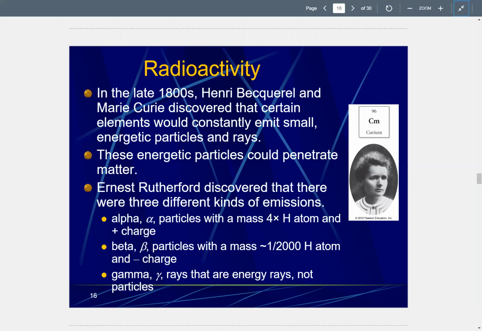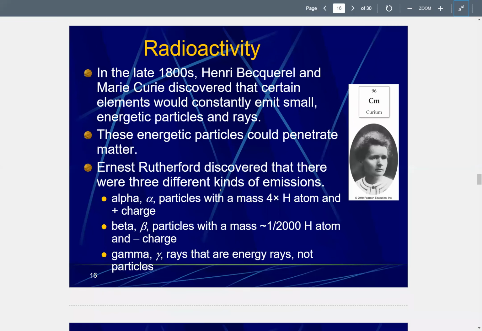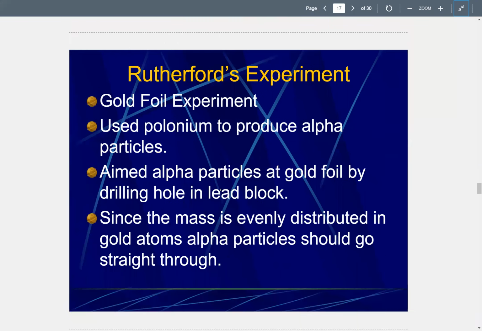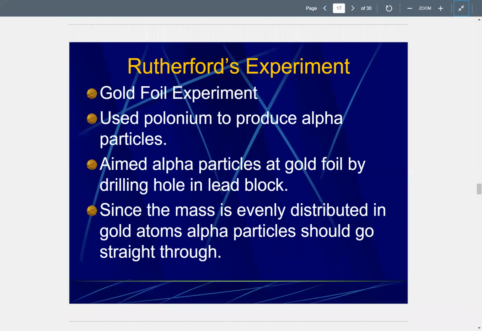So why is this so exciting? What's the big deal? It's that now with the alpha particle, we have a piece of the positive stuff. And so Rutherford decides he's going to do an experiment where he's going to take a piece of this positive stuff and he's going to just shoot it at a very dense atom to see what happens.